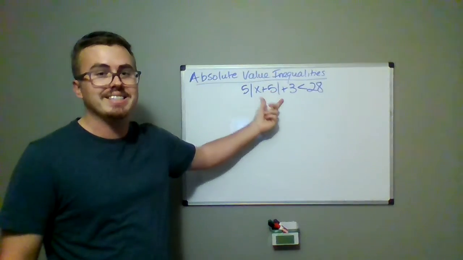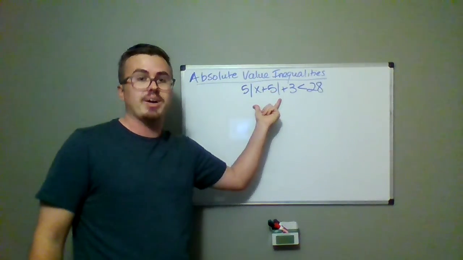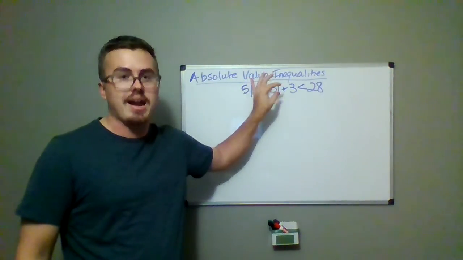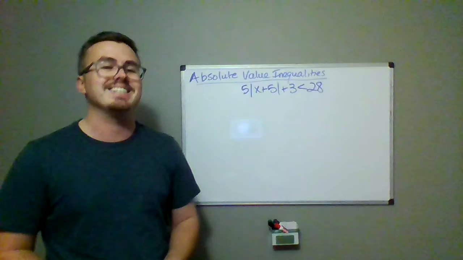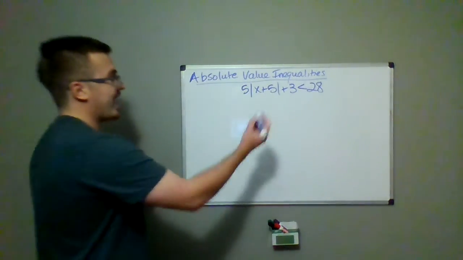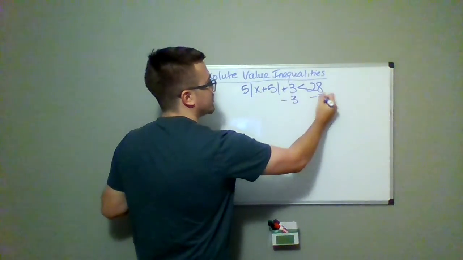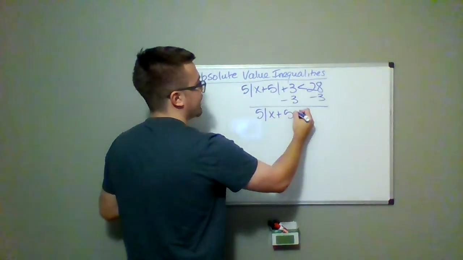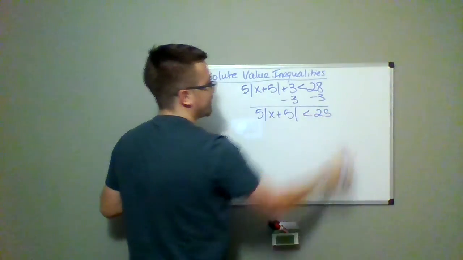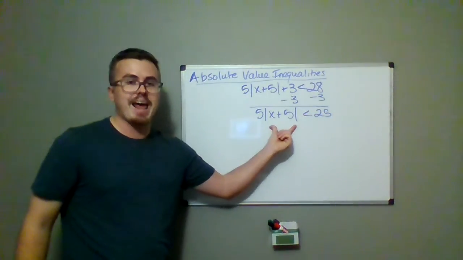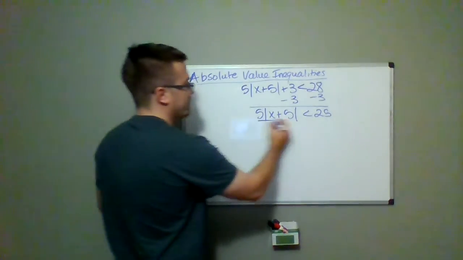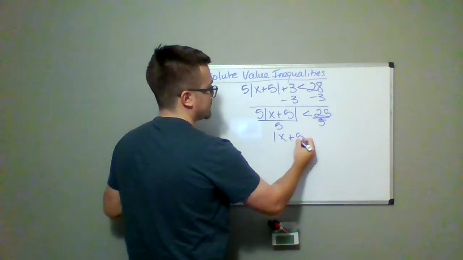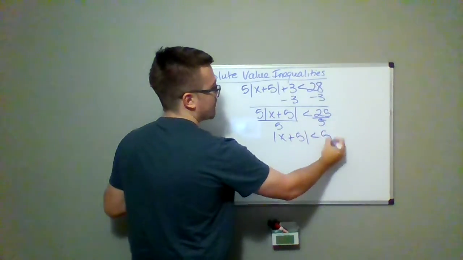So you're going to treat this as if you were trying to solve for this, trying to get this by itself. Treat this like you would if it was just the letter a. If it was 5a plus 3 is less than 28, the first thing I would do would be to subtract 3 from both sides to get 5 times the absolute value of x plus 5 is less than 25. Still, I want to get that absolute value by itself, so I'm going to divide everything by 5. So I get the absolute value of x plus 5 is less than 5.